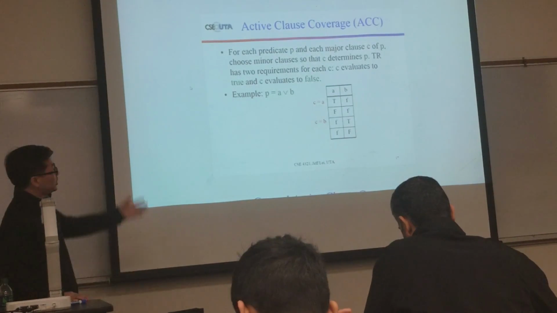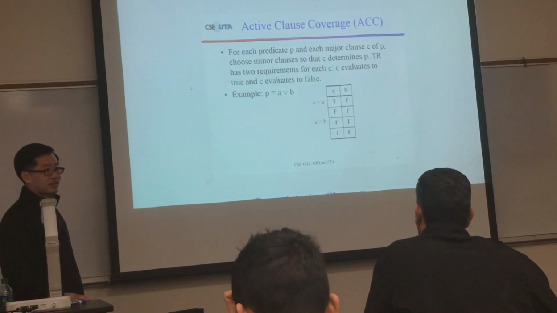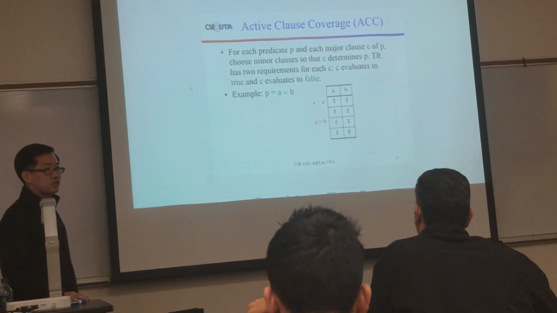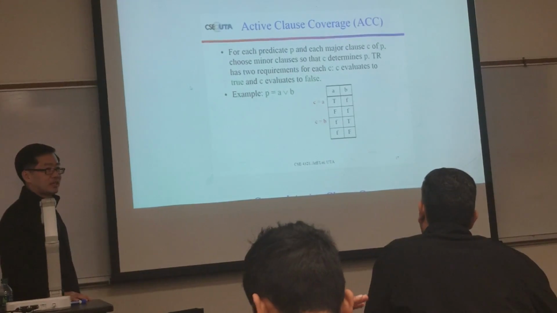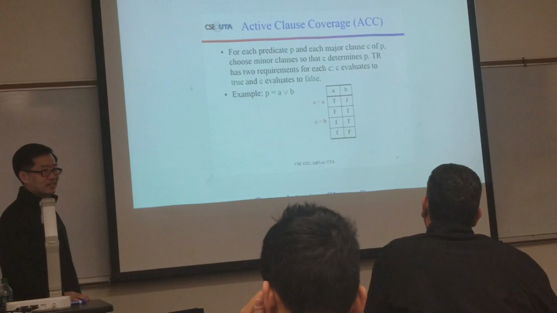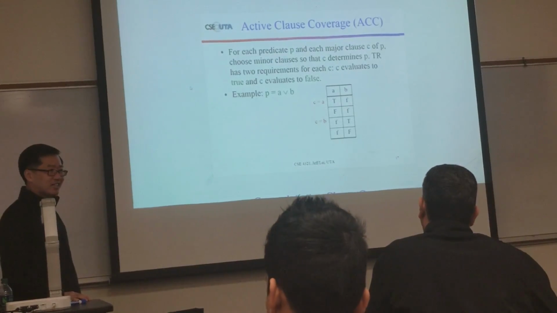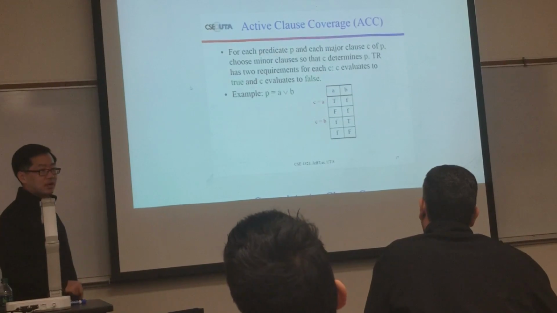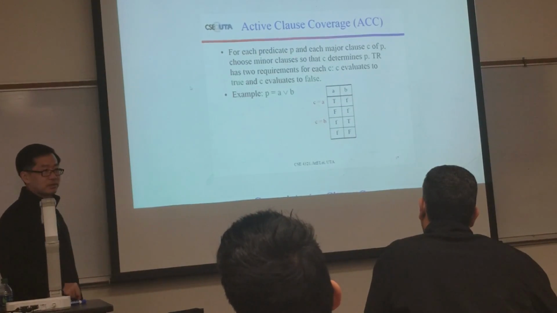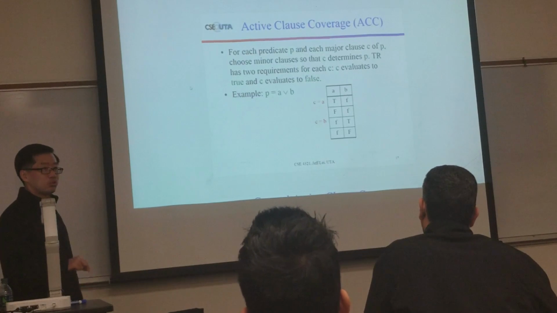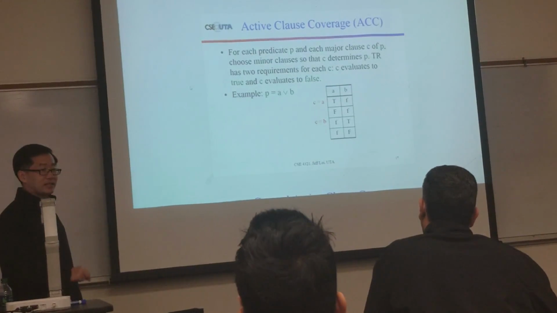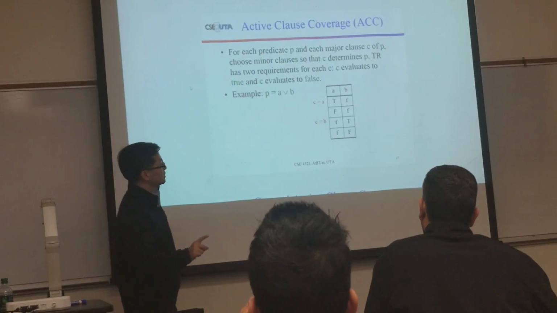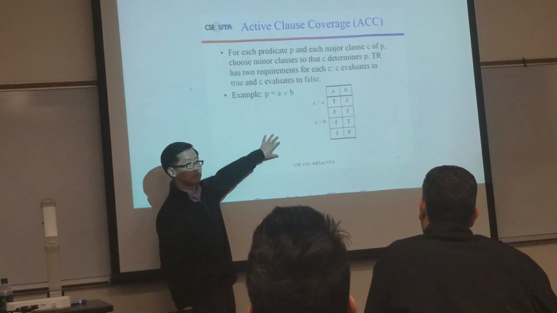Naturally you could derive this active clause property. You want to make sure every clause is tested true and false, and in test cases where the clause is active, that's what it means. So we have the additional requirement: the clause has to be active when you test the clause true and false, so that the effect of that clause is not masked by other clauses.